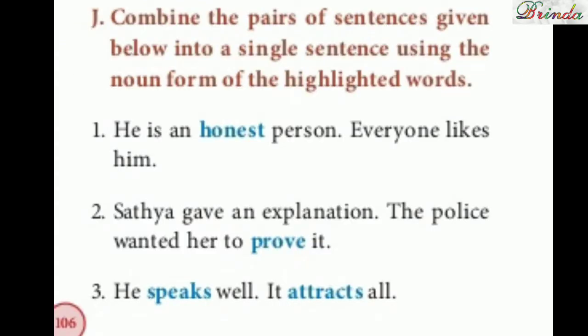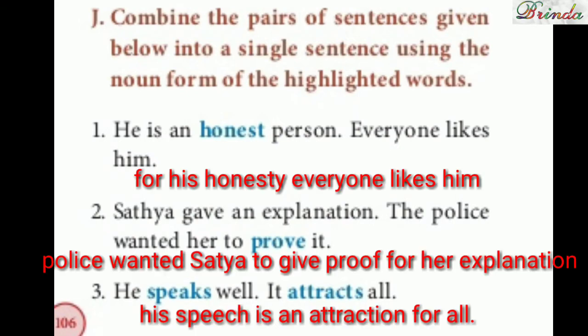Combine the pairs of sentences given below into a single sentence using the noun form of the highlighted words. First one, he is an honest person. Everyone likes him. And the answer is, for his honesty, everyone likes him. Second one, Satya gave an explanation. The police wanted to prove it.